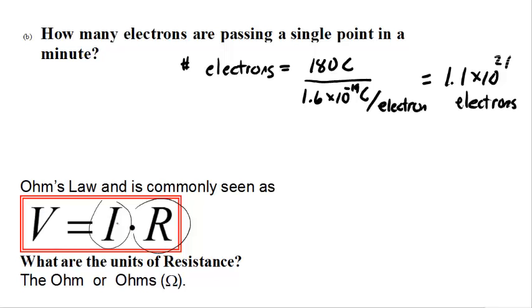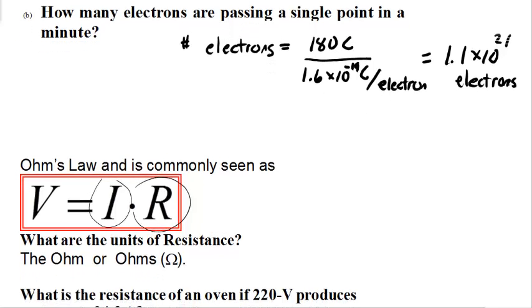So resistance is something that's added to your circuit, and the more resistance is added to your circuit, the more it slows down or reduces the current. Now this new unit here for resistance is the ohm, and we use the symbol omega.